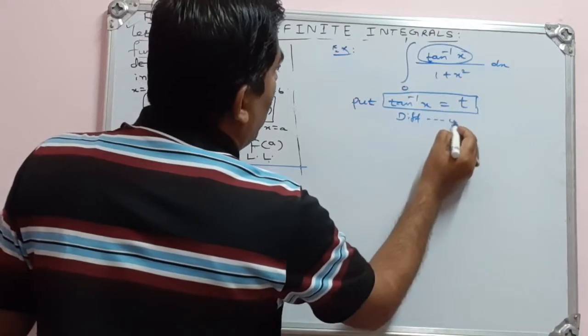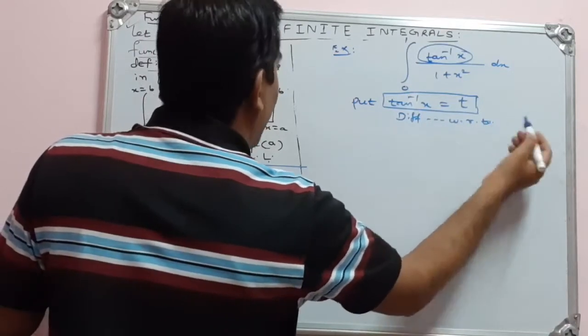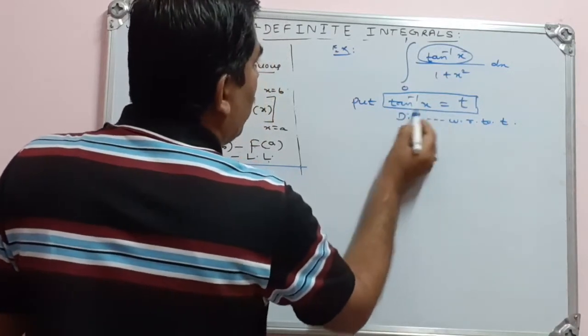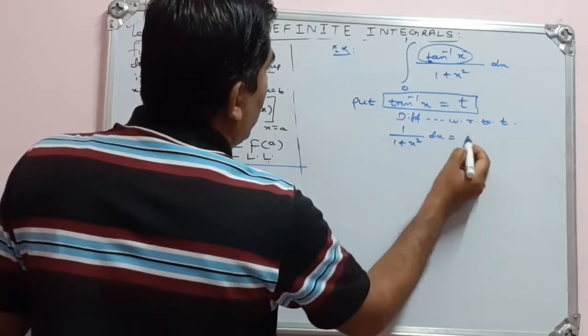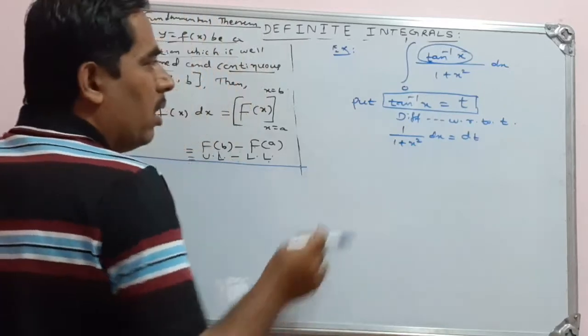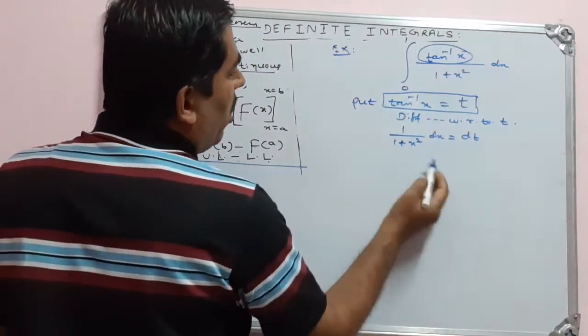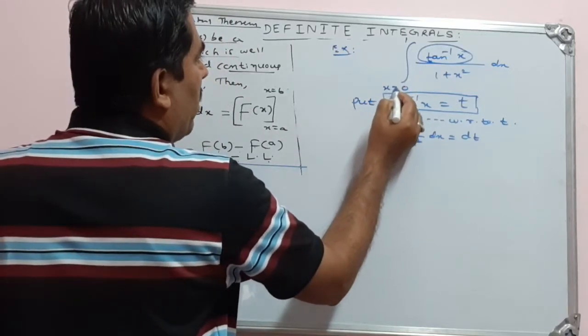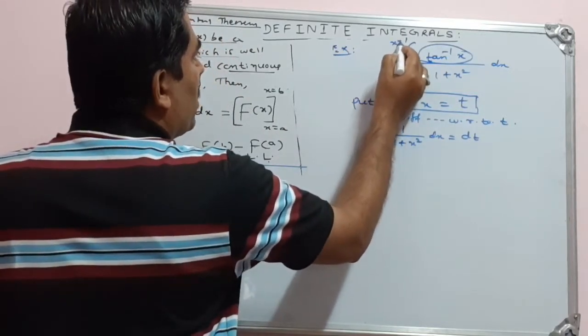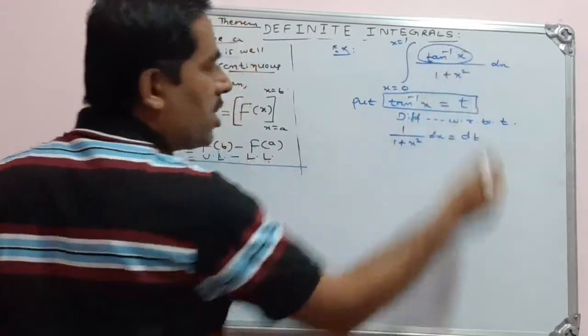Then you differentiate with respect to x. The derivative of tan inverse x is 1 by 1 plus x square, so 1 by 1 plus x square into dx is equal to dt. I am differentiating both sides. For our sake we can write x from 0 to 1, that means the closed interval 0 to 1.